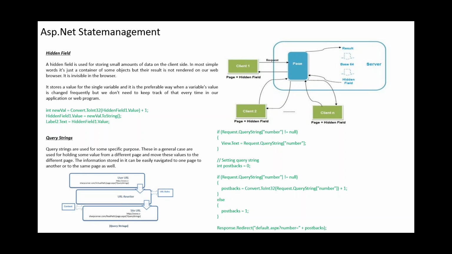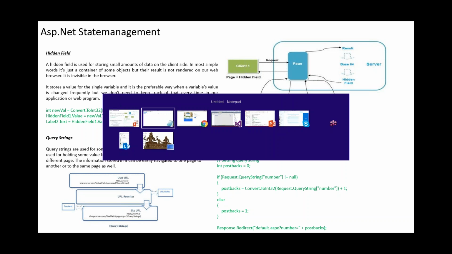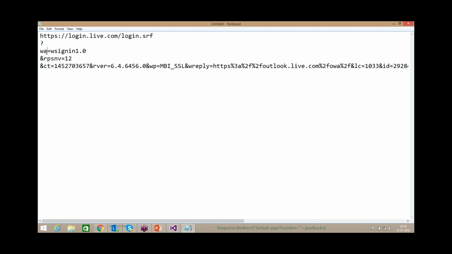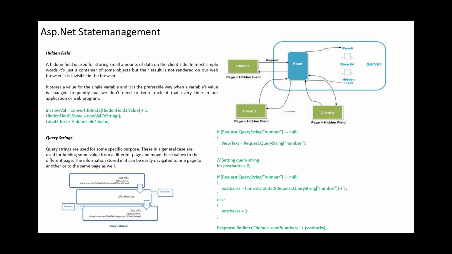So in this query string, everything is strings. The values are also strings, the keys are also strings. So you can get the value by providing the key: request.QueryString of your key. For example, if you put request.QueryString of WA, it will return this value. So that's what a query string is.